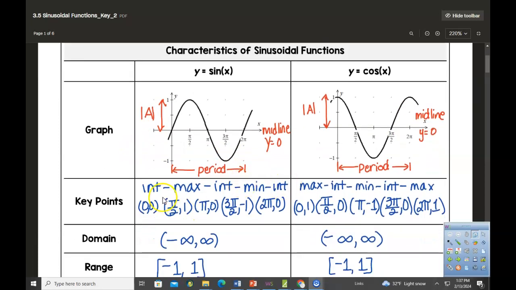We also know our key points. Remember with sine, we start at an intersection, then max, intersection, min, intersection. Or cosine's max, intersection, min, intersection, max, right? Our key points. If you forget about those, think about the unit circle, how they're derived.